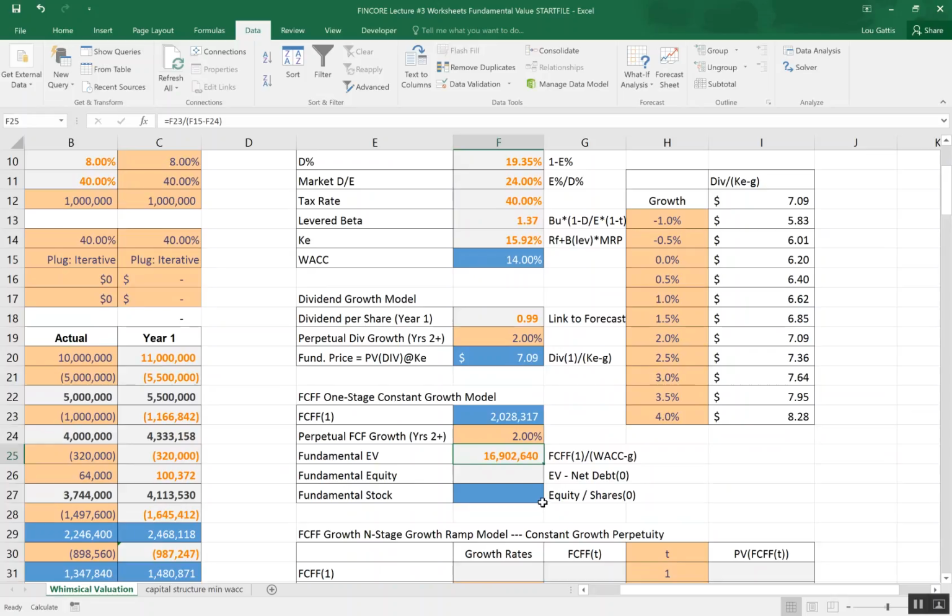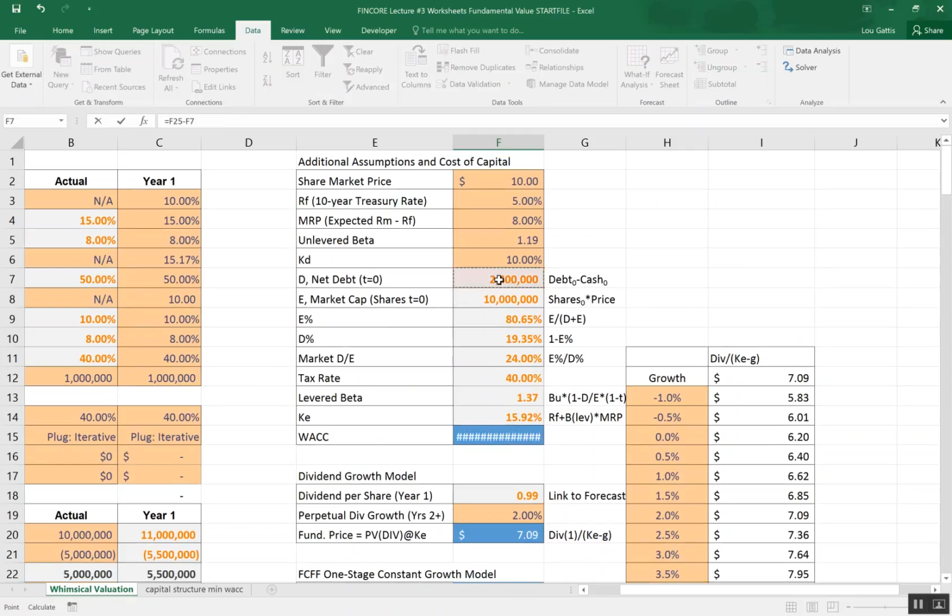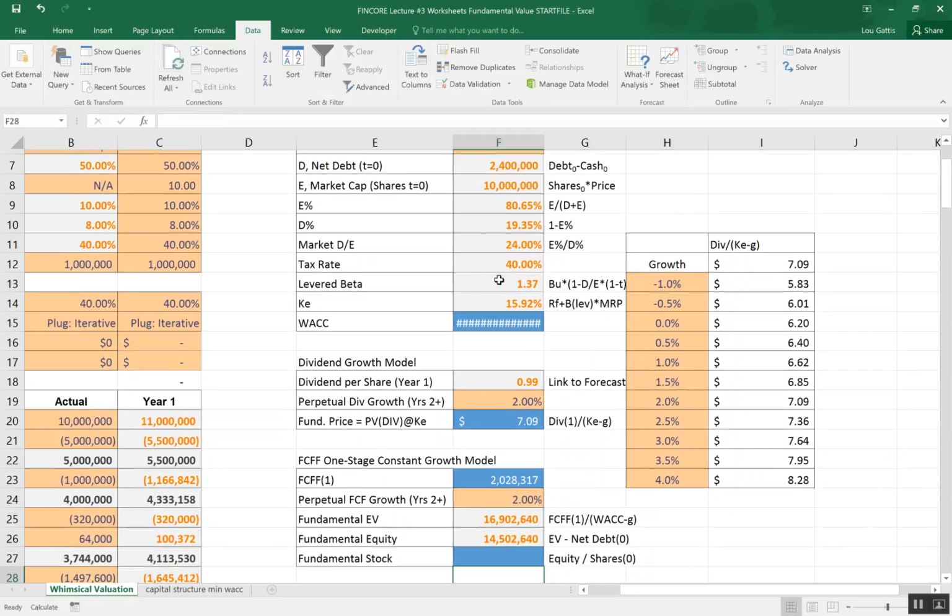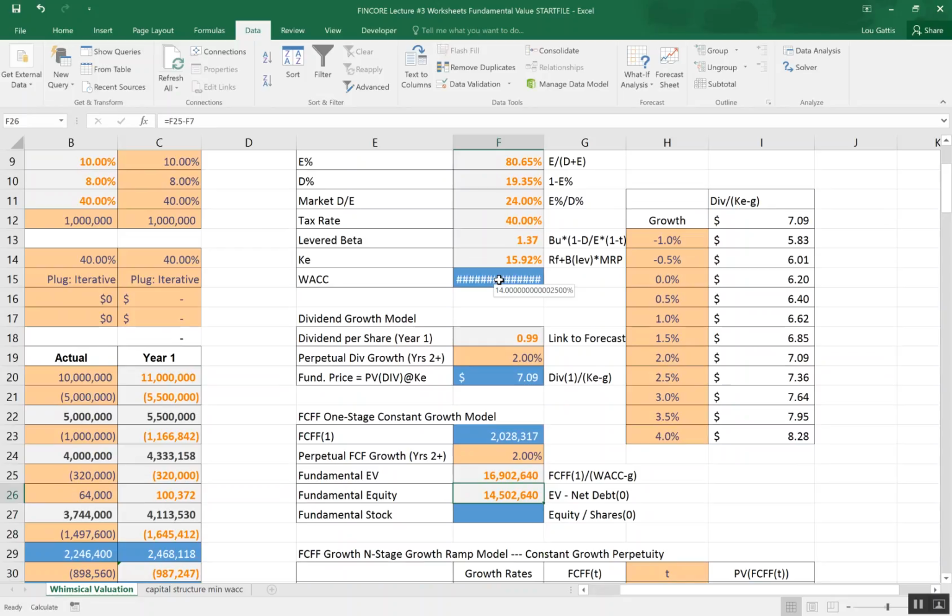assets. If I bought the firm, paid off all the debts, partially using cash, and collected all the cash flows, I'd be willing to pay $16,902,000 for this. If I then take that value, subtract out the current net debt position, that gives me an equity value of $14 million. Divide that by the current number of shares outstanding today, 1 million. That says I should be willing to pay $14.50 per share for this stock.